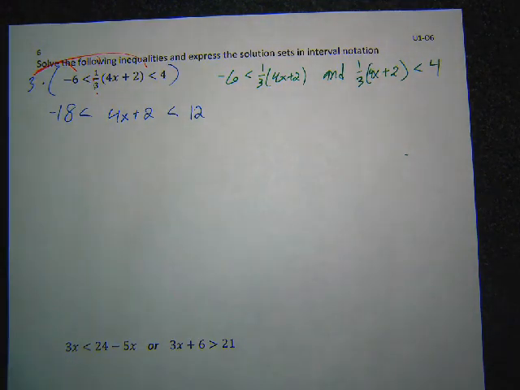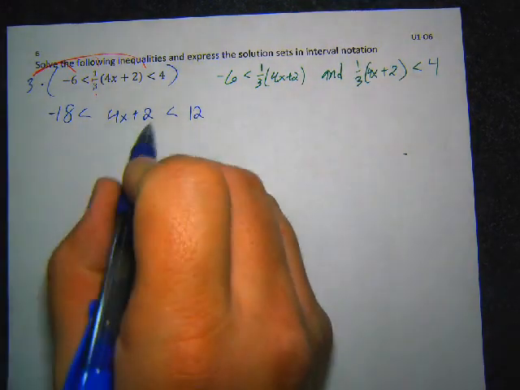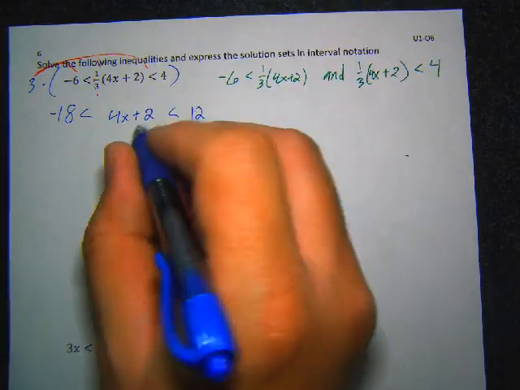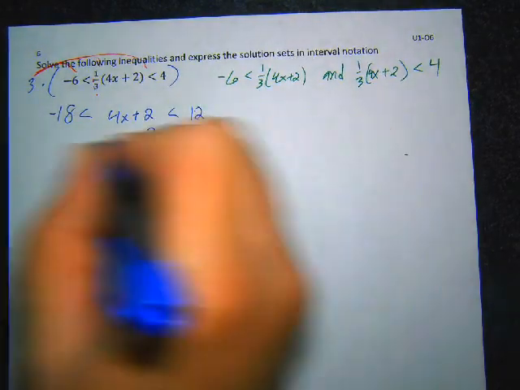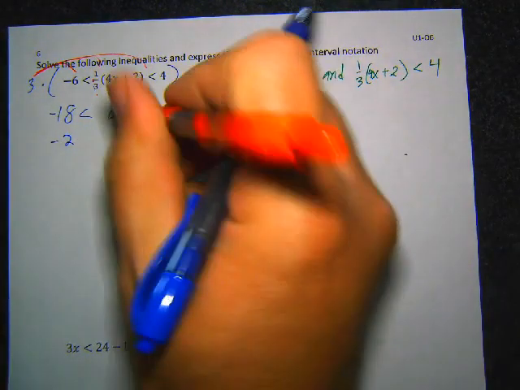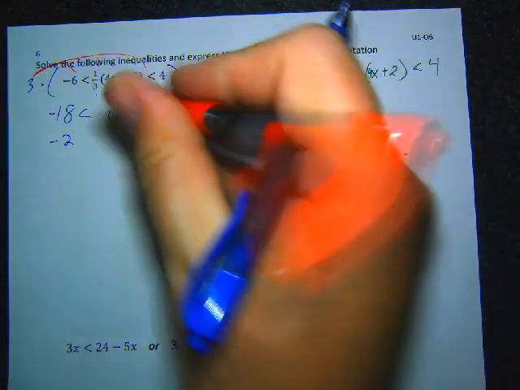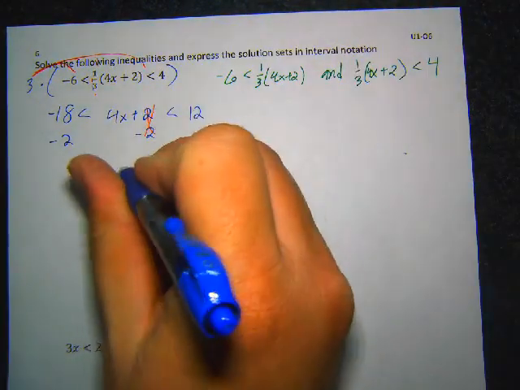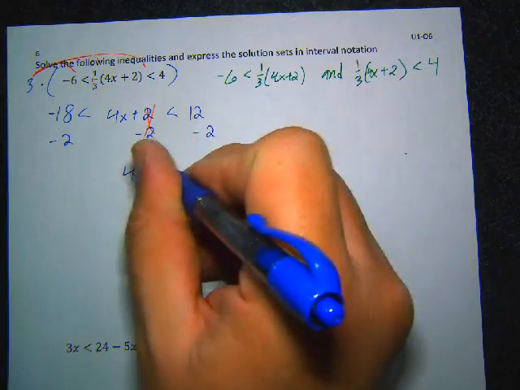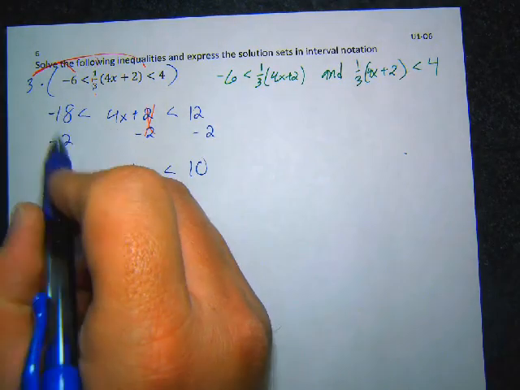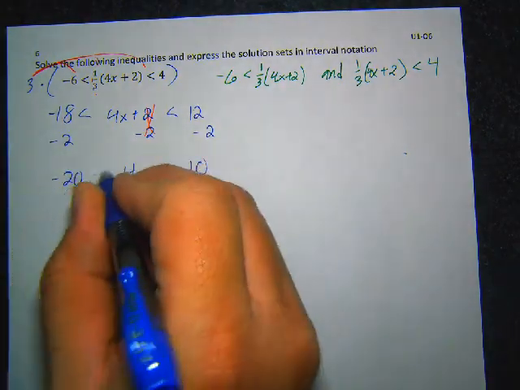Okay. Now I'm going to do the next step. I want to get this x by itself, so I'm going to subtract 2 from both sides. Subtract 2 from both sides here. Cancels this 2. So we got 4x here. 12 minus 2 gives me 10. Negative 18 minus 2 gives me negative 20.